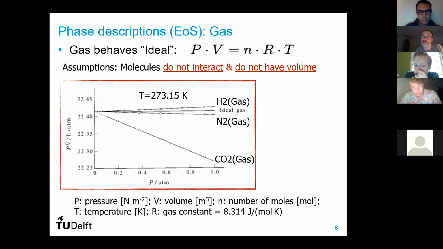What is the ideal solution? First of all, it means that molecules do not interact with each other and do not have volume. That means more or less that all the properties are about how molecules are represented in space.